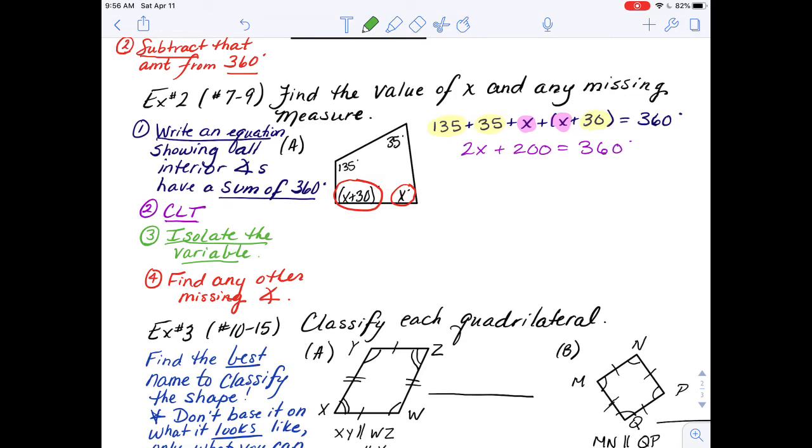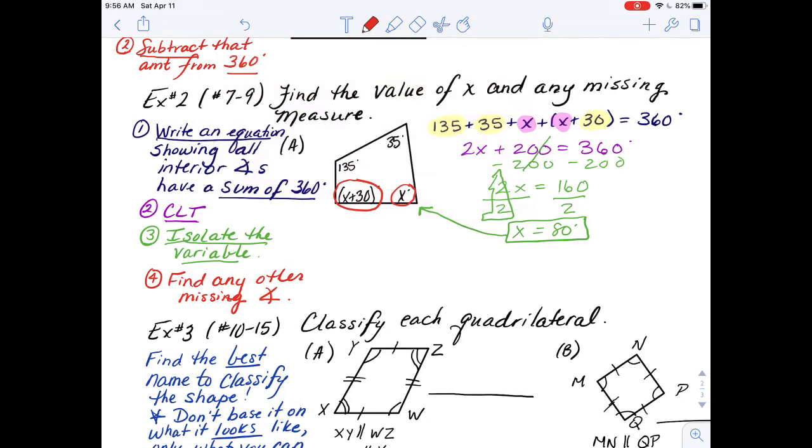So let's go ahead and remove our constant by doing the inverse operation on both sides, creating my 0 pair. And that simplified gives me 2x is 160. Continue to isolate the variable by removing that coefficient, dividing 2 on both sides, creating that giant 1, which leaves me with x equals 80. You just found 1 missing angle. That x is 80 degrees.